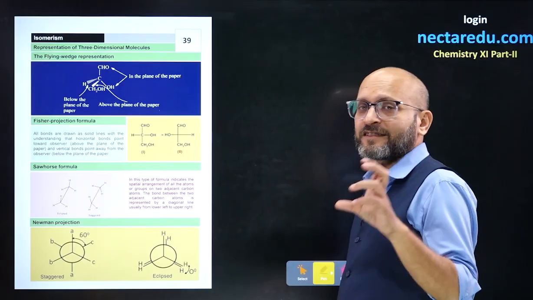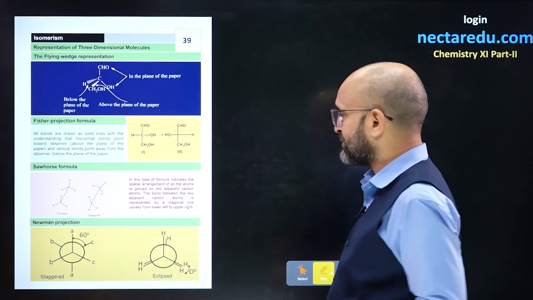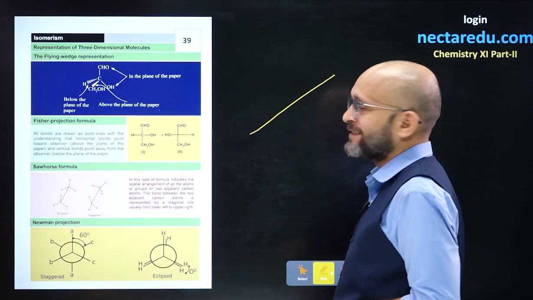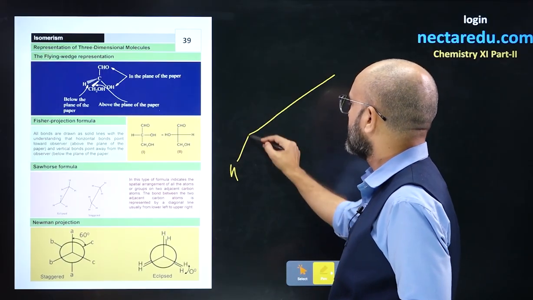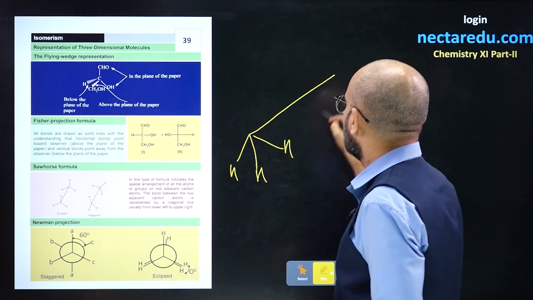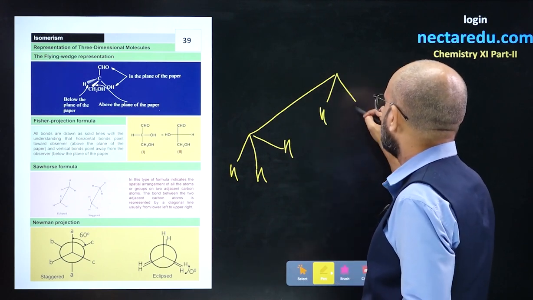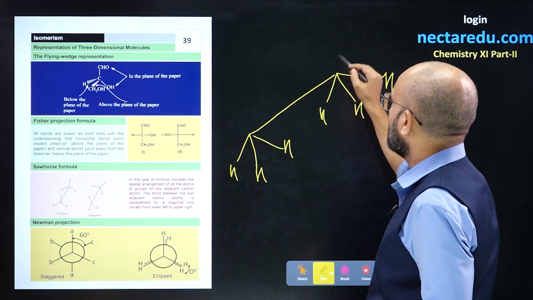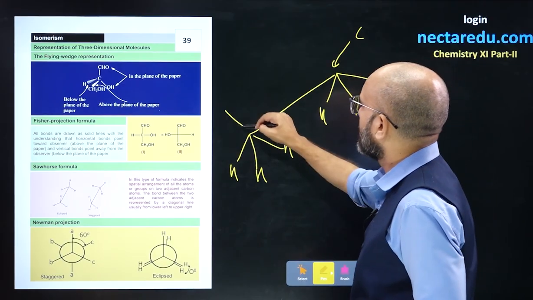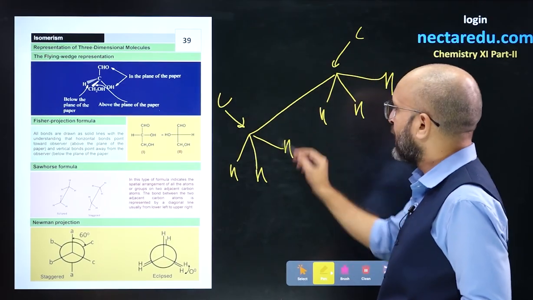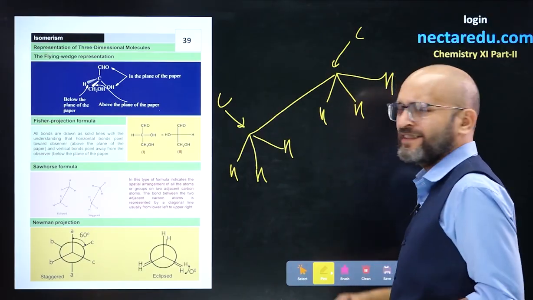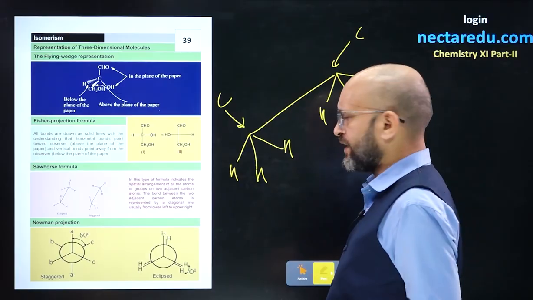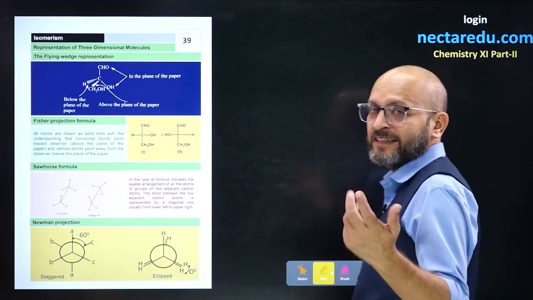And sawhorse is a representation for conformers. So if I write like this, it simply means that one carbon is present here and one carbon is present over here, and this oblique line connects carbon to carbon, right? So this is a very simple representation, and you can make it out from the given structure.